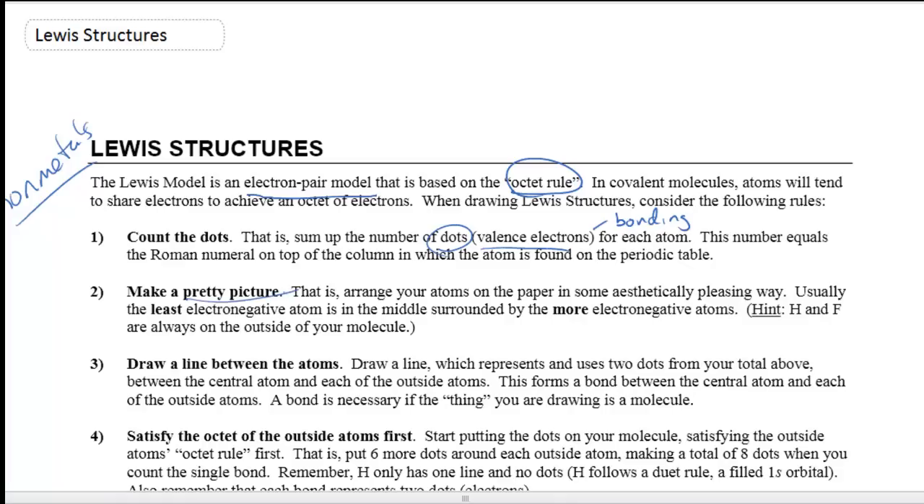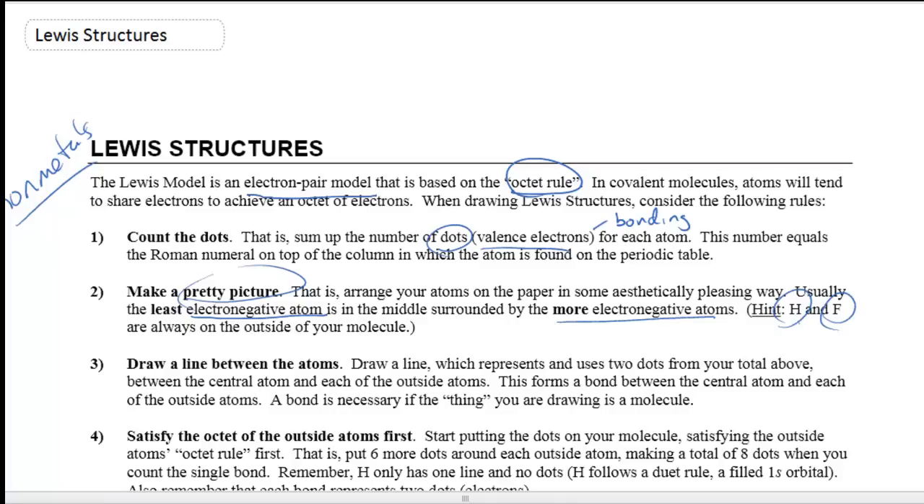Okay, we're going to make a pretty picture. So we're going to arrange the atoms in some way that looks nice. Typically the least electronegative atom goes in the center, more electronegative on the outside. Now, fluorine is the most electronegative element. It's always going to be on the outside. It's never going to be a central atom.